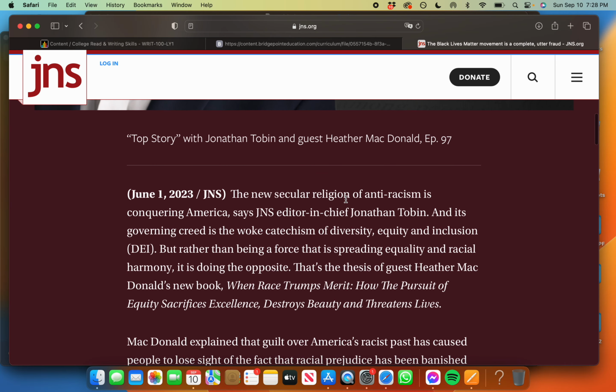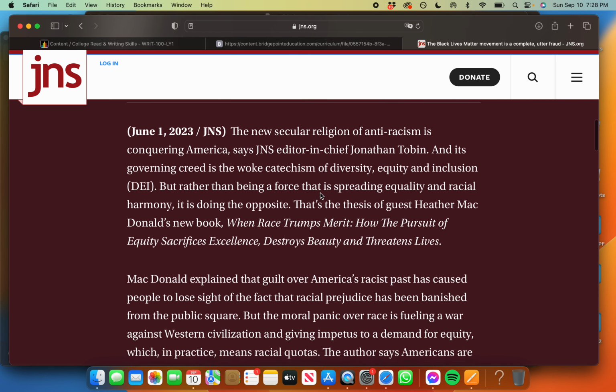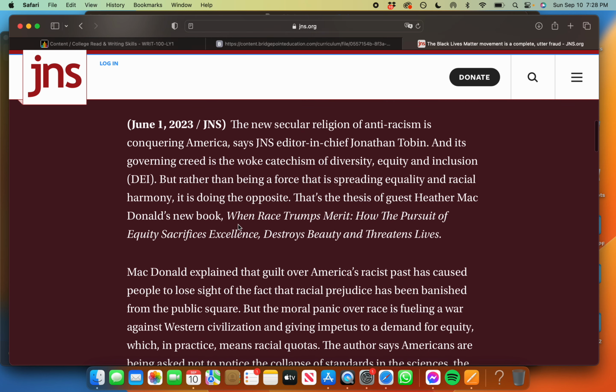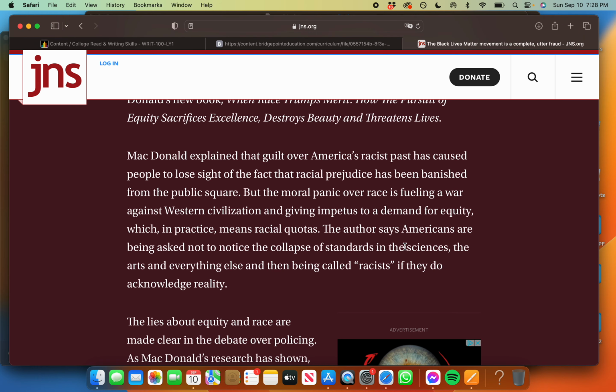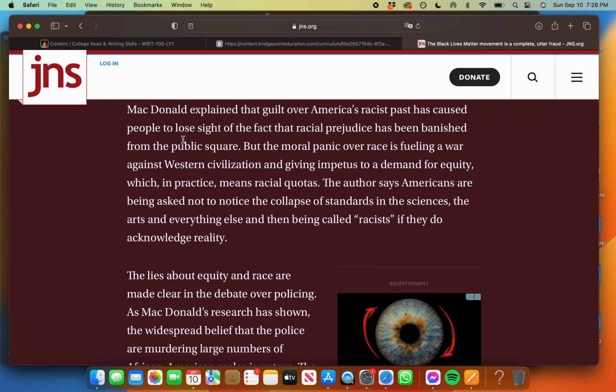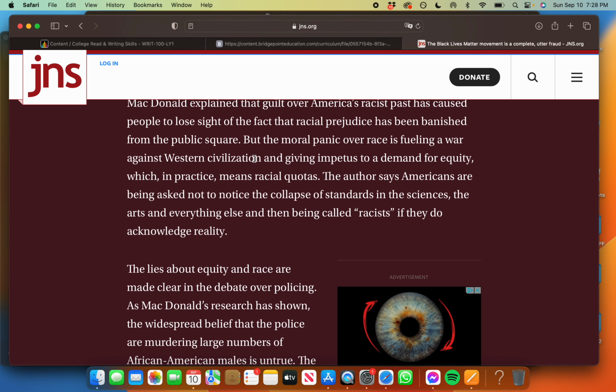highlighted. And her name is Heather McDonald. Top story. She's written a book. The book is called When Race Trumps Merit, How the Pursuit of Equity Sacrifices Excellence, Destroys Beauty, and Threatens Lives. Obviously, we don't have the time to read a book here, but we can look and see if there's anything we can find here. MacDonald explained that guilt over America's racist past has caused people to lose sight of the fact that race is banished from the public square. We can see her perspective here, whether we agree with it or not.